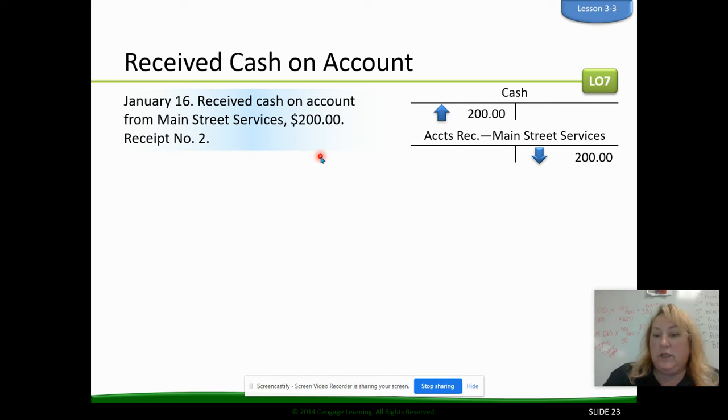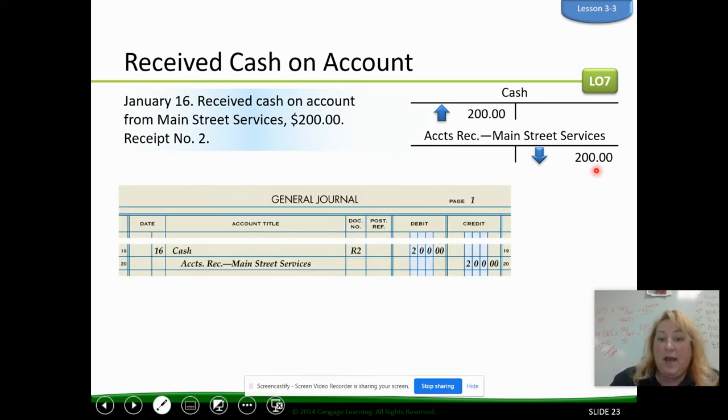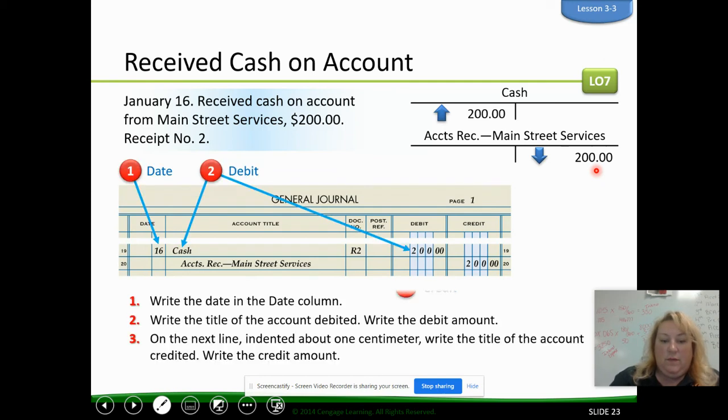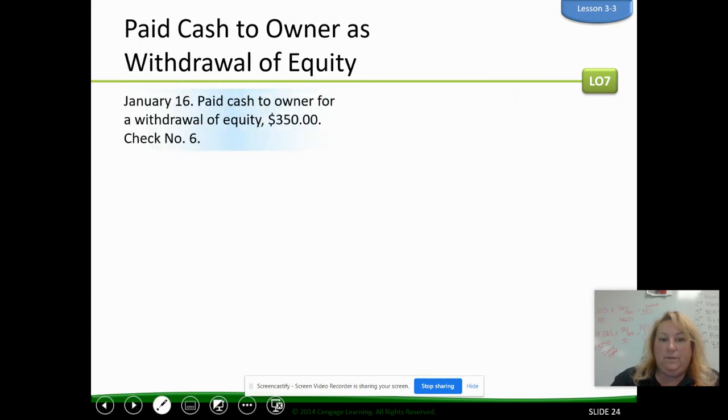So they're paying part of it. We just did a transaction where they charged 500, they're giving us 200 of it. So the amount that they owe goes down and the amount that our cash goes up. So notice cash is going to go first. And then we have our debits, and then we have our credits and our source document.